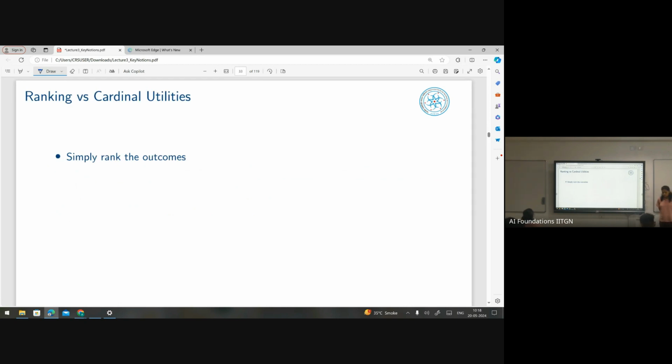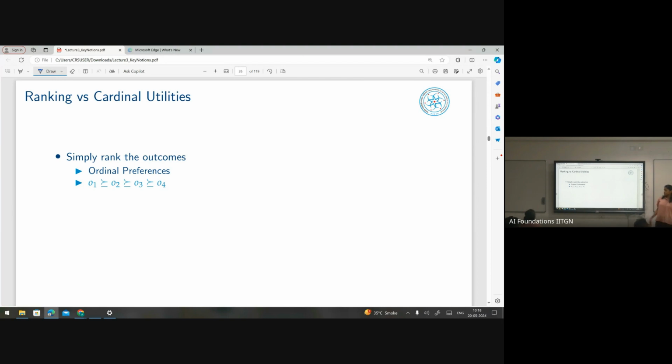Now, there are 2 ways in which we could denote the preferences. One is we could simply rank the outcomes. I don't really need to associate a number to it. I just need to know I prefer outcome 1 the most and some other outcome the least, and the order in between. This is called ordinal ranking, or ordinal preferences, wherein I don't really have a number to it, but I just rank it in some order.